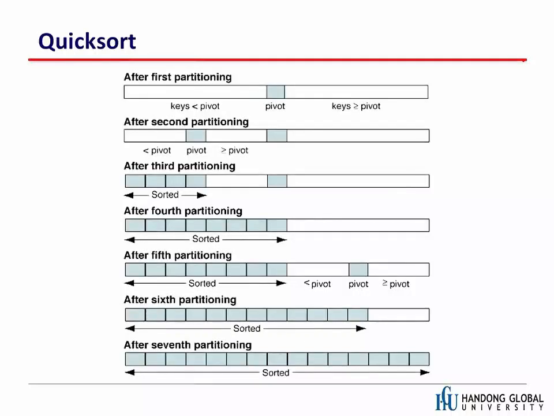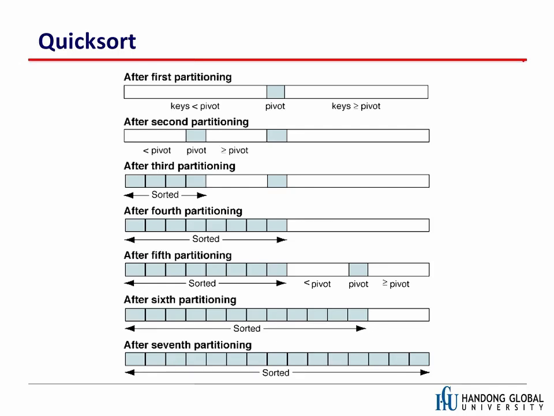Now let's take a look at this example, this figure. This figure explains the quicksort one more time. In the first partitioning, we pick one pivot, and then we arrange all the other elements so that the smaller elements will be on the left side of this pivot and the other elements will be on the right side. That's the first partitioning.